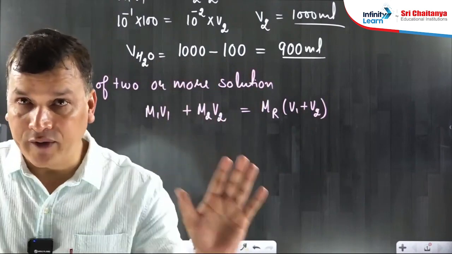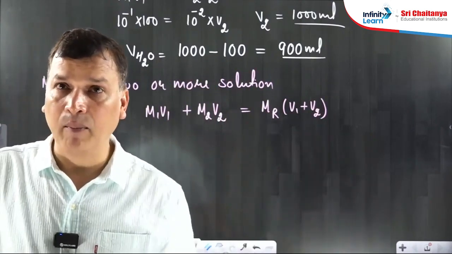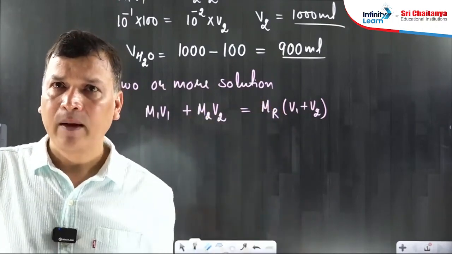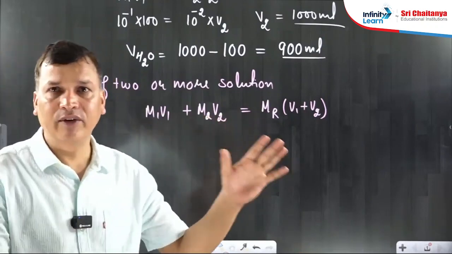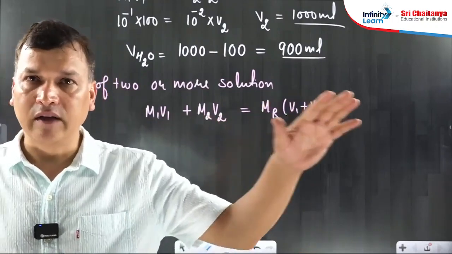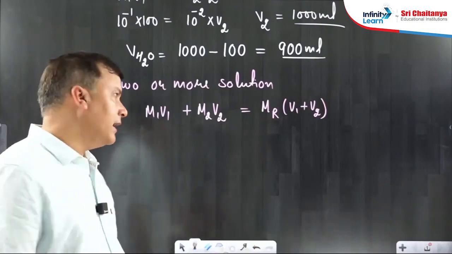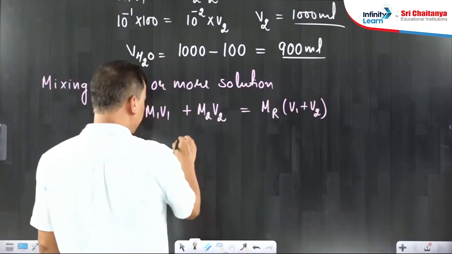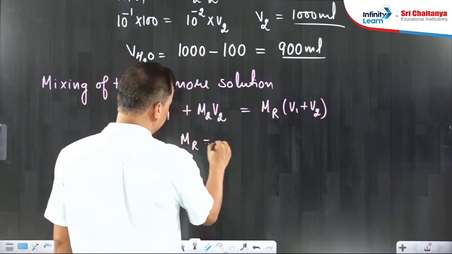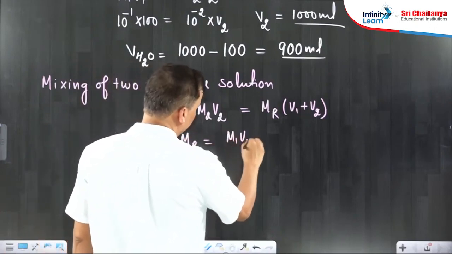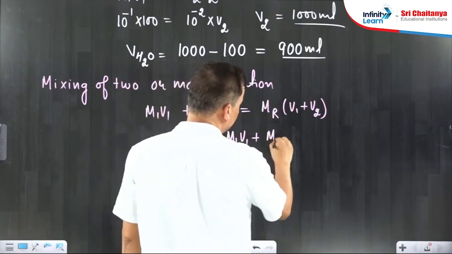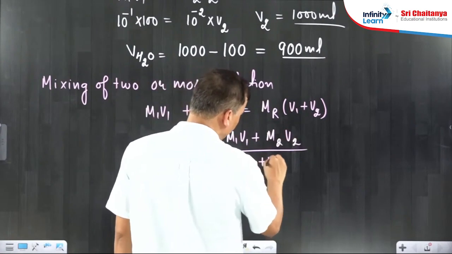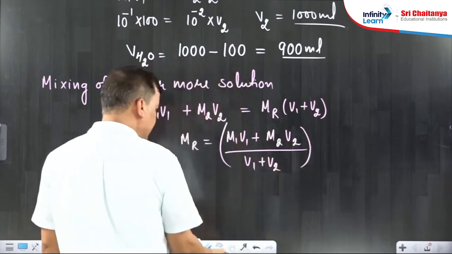We have two different solutions of two different components, or maybe of the same substance, but these are two different solutions. When they are mixed, they will form a solution, and this will be the molarity of the resulting solution. So I can write the molarity of the resulting solution is equal to M1 V1 plus M2 V2 divided by V1 plus V2. Is that clear or not?